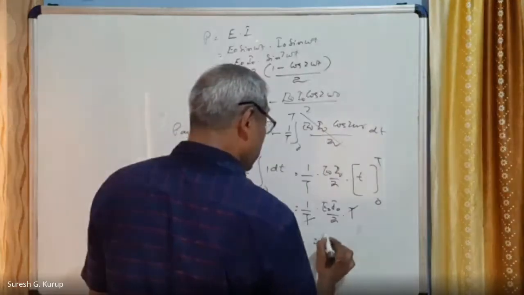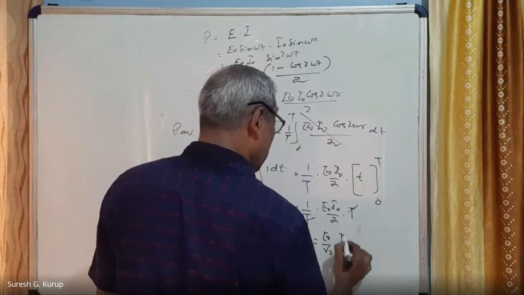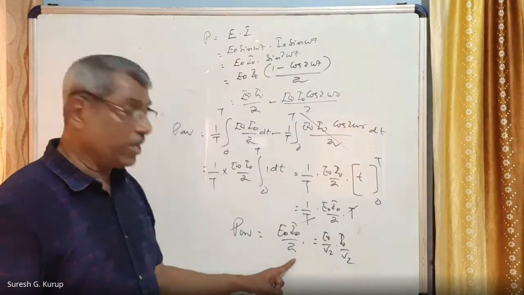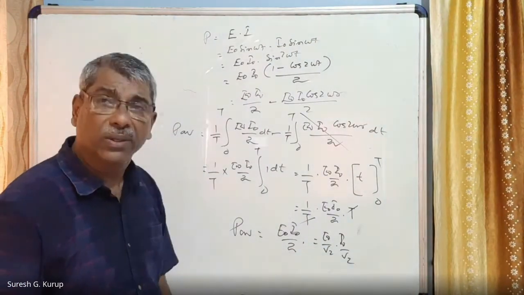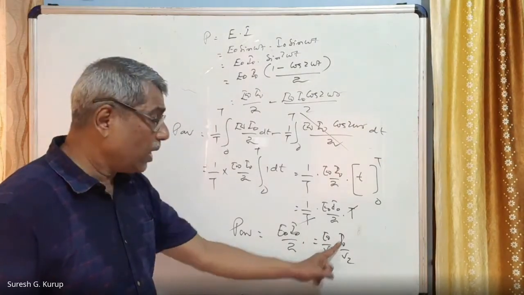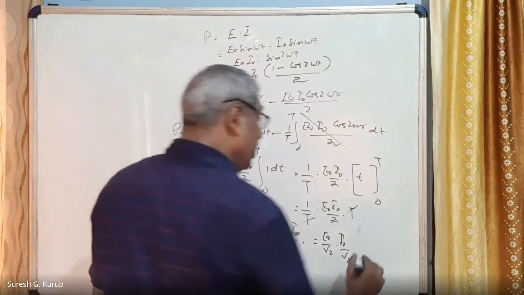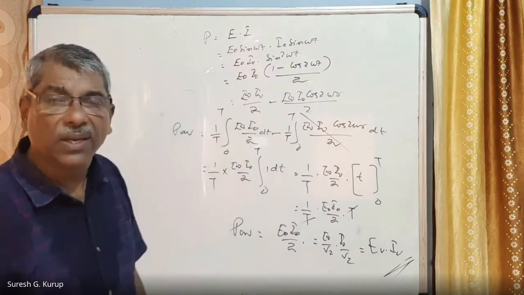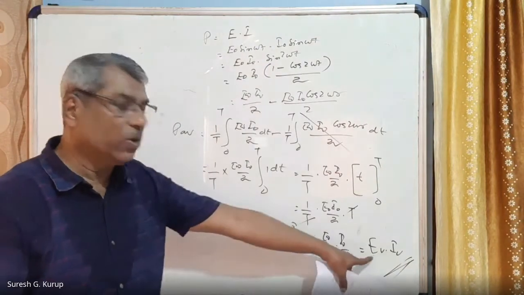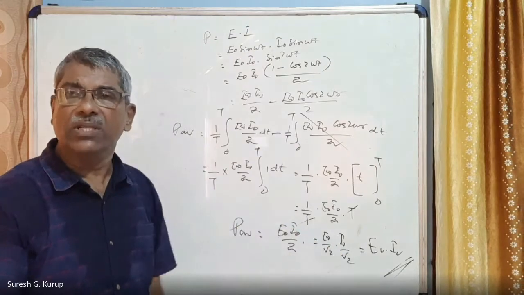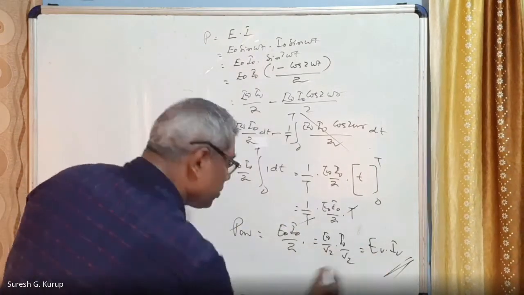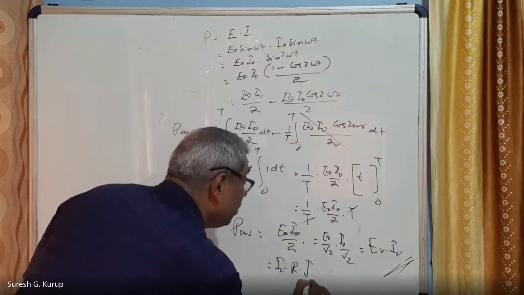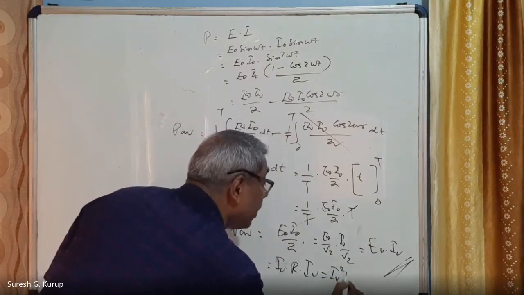This is equal to E0 by root 2 into I0 divided by root 2. E0 I0 by 2 means E0 by root 2 into I0 by root 2. So E0 by root 2 is equal to EV, and I0 by root 2 is equal to IV. Therefore, this is equal to EV into IV. This is the virtual power. But EV is equal to IV into R. Why IV into R? Because this is a pure resistance circuit. So power is equal to IV into R into IV, that is IV square R.